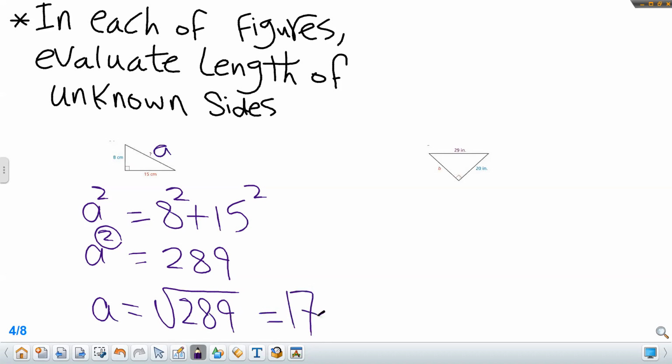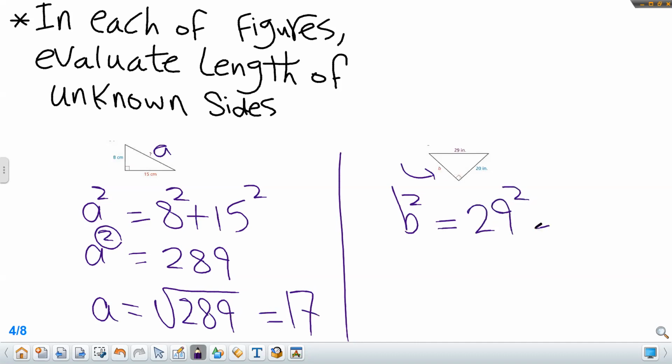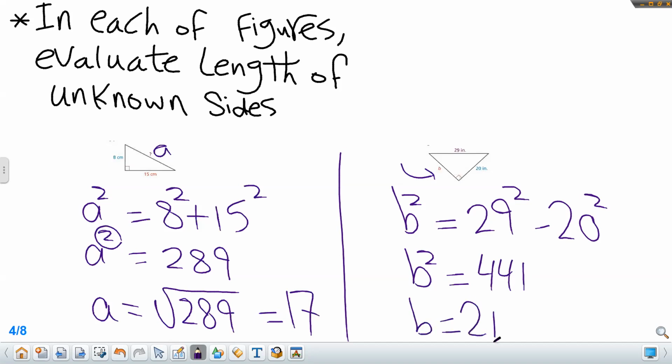But in the next question, what do you need? You need B. Here B is a shorter side, not the hypotenuse. So you can find it by B power 2 equals hypotenuse power 2 minus, yes, the other side power 2, 20 power 2. So you can say B power 2 equals, then evaluate them to be 441. Then take the square root. Then B equals 21, which is the square root of 441.